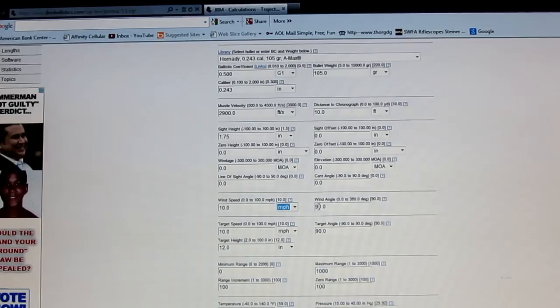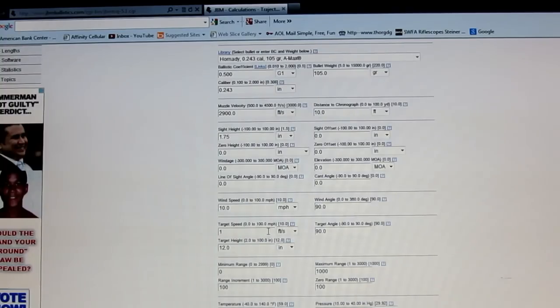Always keep your wind angle at 90 degrees. If that changes, we're just going to use cosines, and I'll show you how to apply all this later on once we get the charts completely made up. Target speed, same thing here. Keep it divisible by 10 or multipliable by 10. So I'm actually going to go with 1 foot per second here. And for target angle, again, we're just going to keep that at 90 degrees. We can multiply by cosines. The reason I do this is because sometimes in the field it's easier for moving target acquisition.